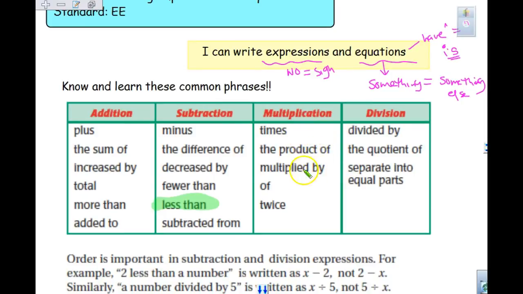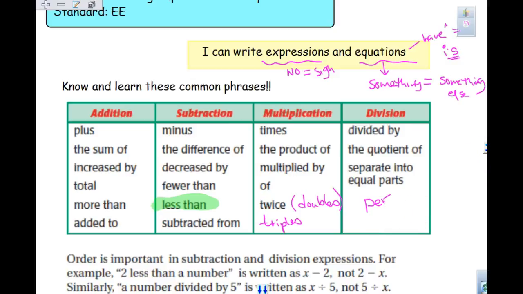Multiplication: times, product, multiplied, the word of, often twice. If I was going to think of something being 3 times something instead of twice, I might say it triples, right? And instead of twice, we could say that something doubles, right? You've seen that phrase. That just means times 2, right? Division: divided by, the quotient, separated into equal parts. And another one you're going to often see for division is the phrase something per. That word per is like telling us division, okay?